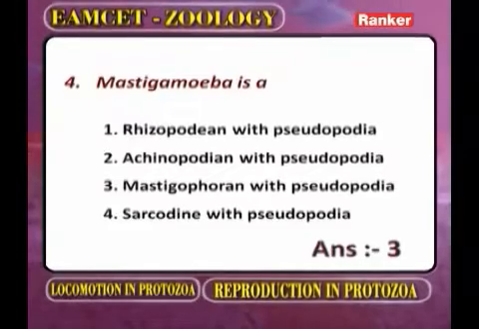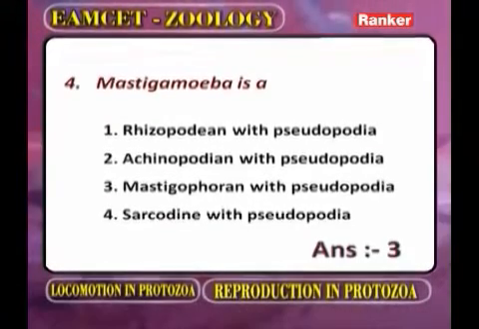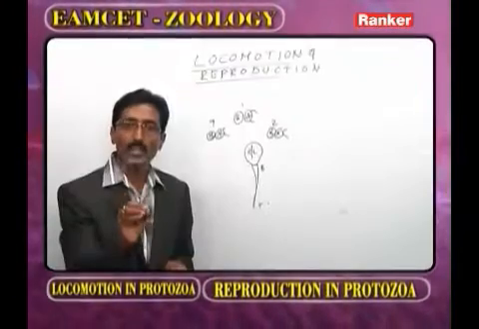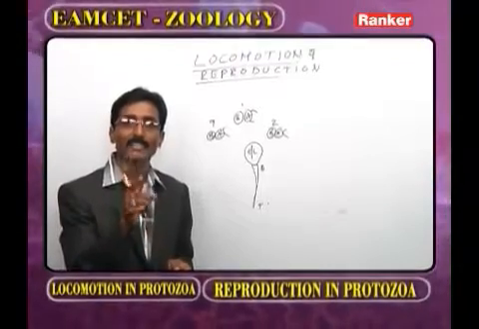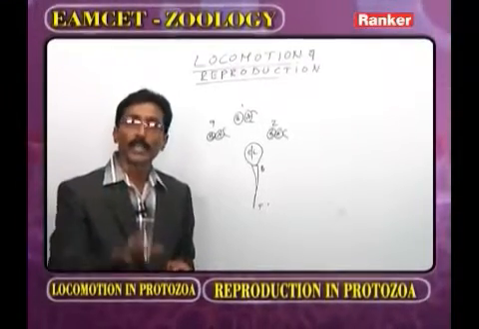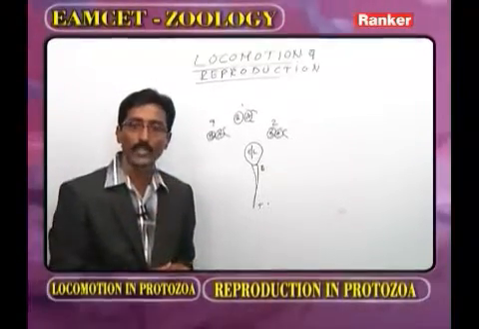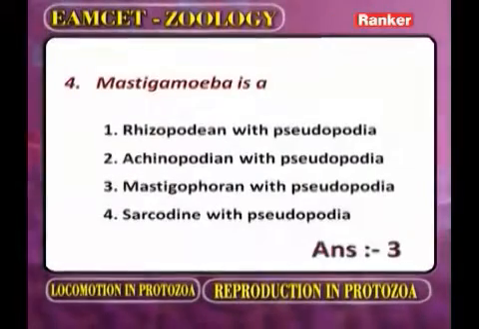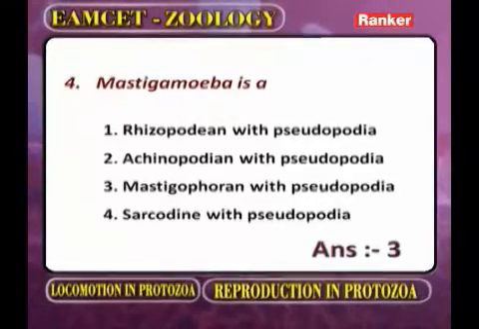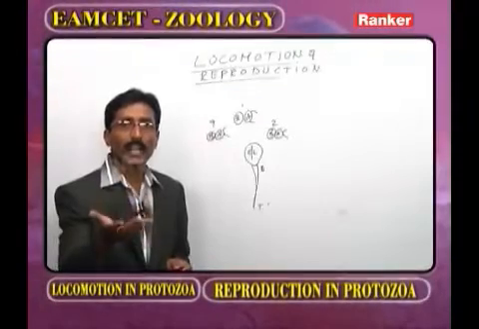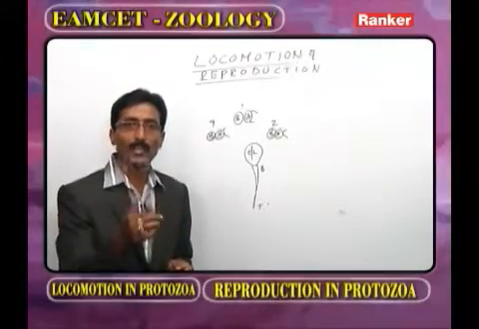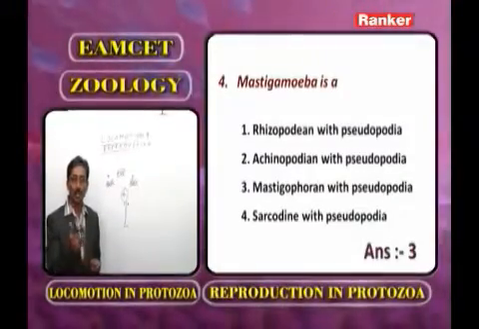Mastigamoeba. You have to observe the question. Mastig. That means flagellum. Amoeba. Pseudopodium. Now Mastigamoeba, it is an organism. It comes under the Mastigophora. It is a flagellated organism. This is the only accepted organism having both flagellum and pseudopodium. Now, you observe the examples. Rhizopodian with pseudopodia. Actinopodian with pseudopodia. Mastigophoran with pseudopodia. Sarcodine with pseudopodia. Now, based on this information, it is a flagellate or mastigophoran. It has both flagellum and pseudopodium. Now, what is the correct answer? The third. Now, go for the next question.